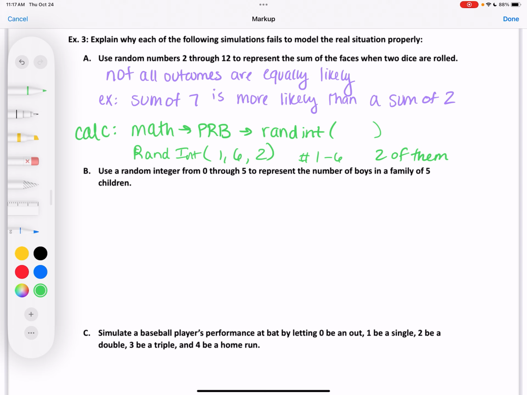Maybe there's an equal chance of getting a boy or a girl. So I don't know, are the outcomes equally likely or no? So we're looking at the number of boys in a family. The outcome is equally likely to get a girl versus a boy for each child.